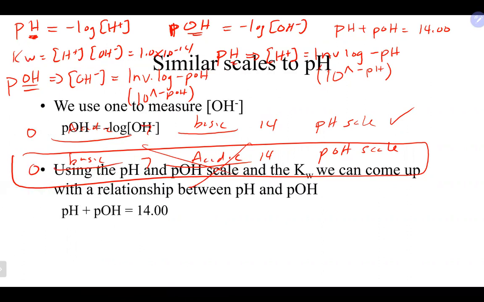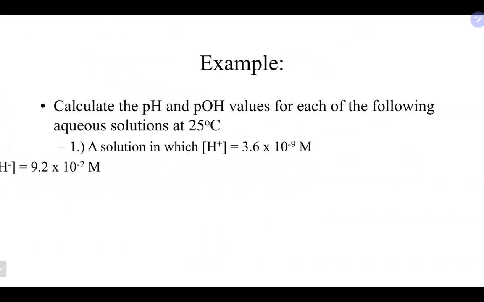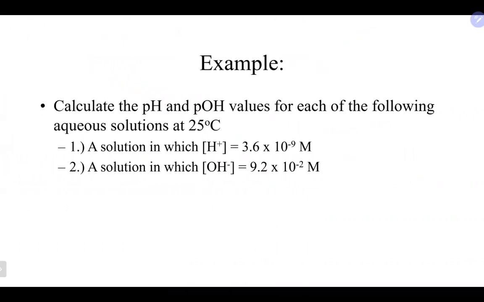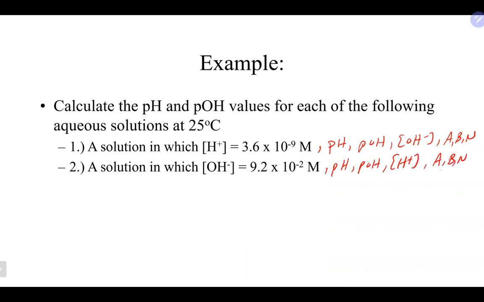All right, so let's try some here. For each of these solutions, why don't we calculate, for the first one, the pH, the pOH, and the OH minus concentration. And is it acidic, basic, or neutral? For the next one, let's do the pH, pOH, H plus concentration, and is it acidic, basic, or neutral? All right, take a couple of minutes to see what you come up with here.